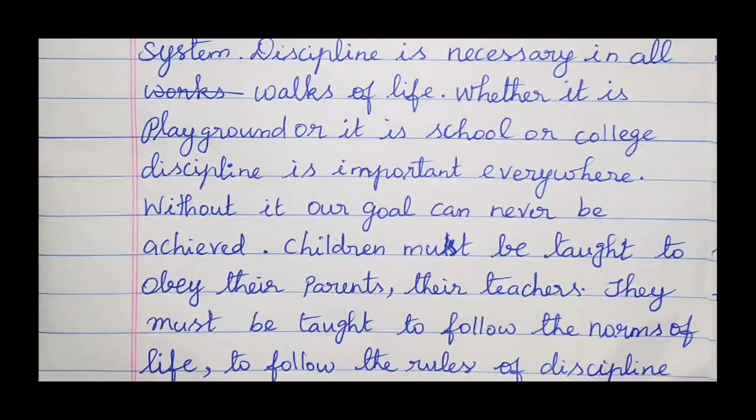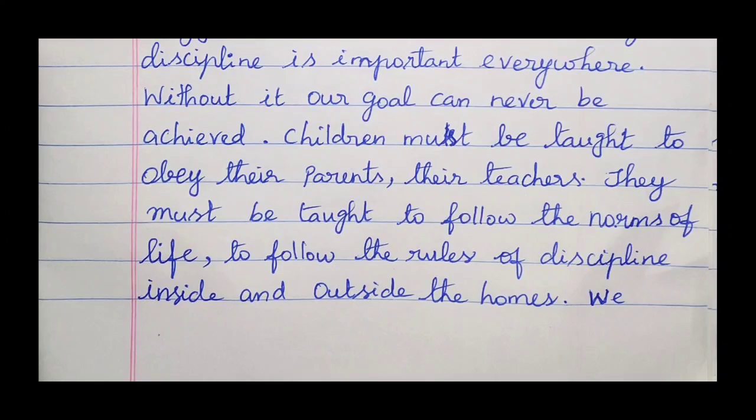So let's move on to the next line. They must be taught to follow the norms of life, to follow the rules of discipline inside and outside the house. So that's all from the side, children, right side. If the page is over, you need to write only in the right side of the next new page, children. Let's see the next page now.